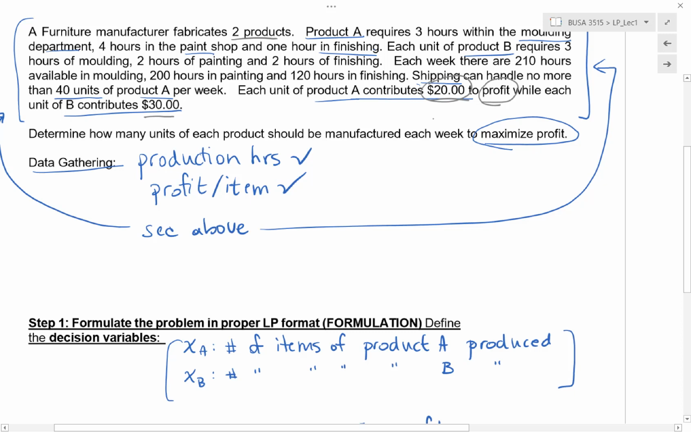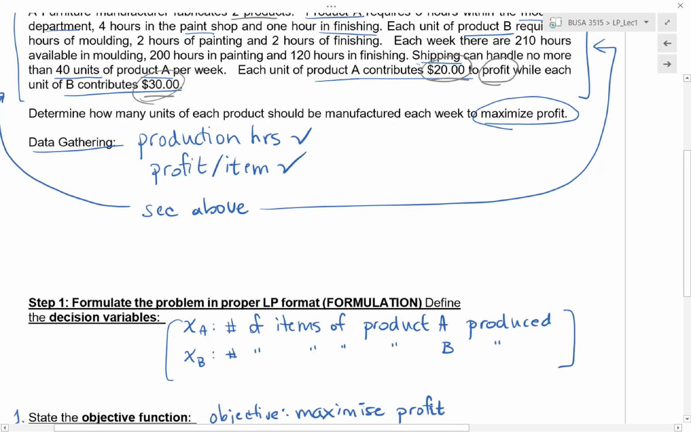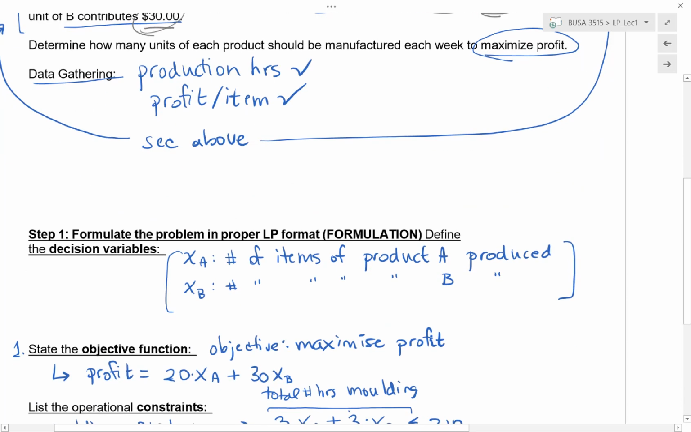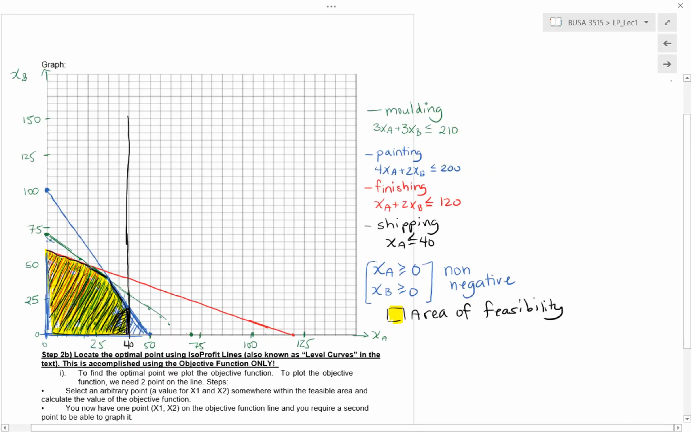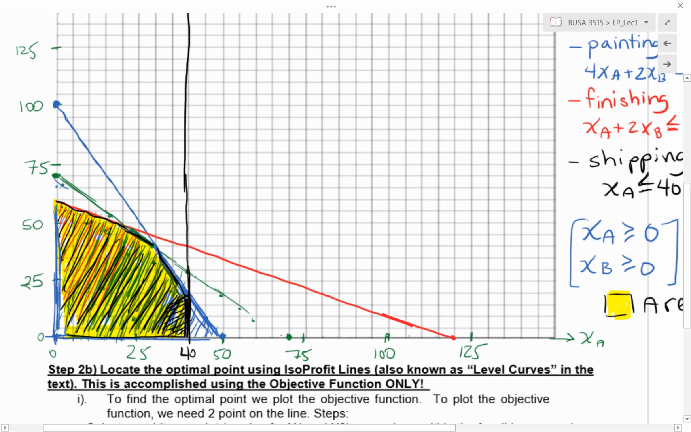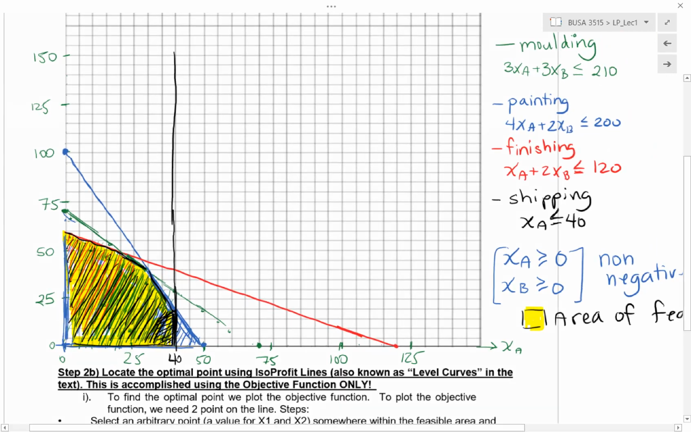Product A, we earn $20 per item. Product B, $30. Okay. And now we have set up what's called our area of feasibility. See my previous video, the one just before this, for the area of feasibility. So here it is. It's this yellow shaded region. Next, what we're going to do is overlay the profit function graph on top of it.